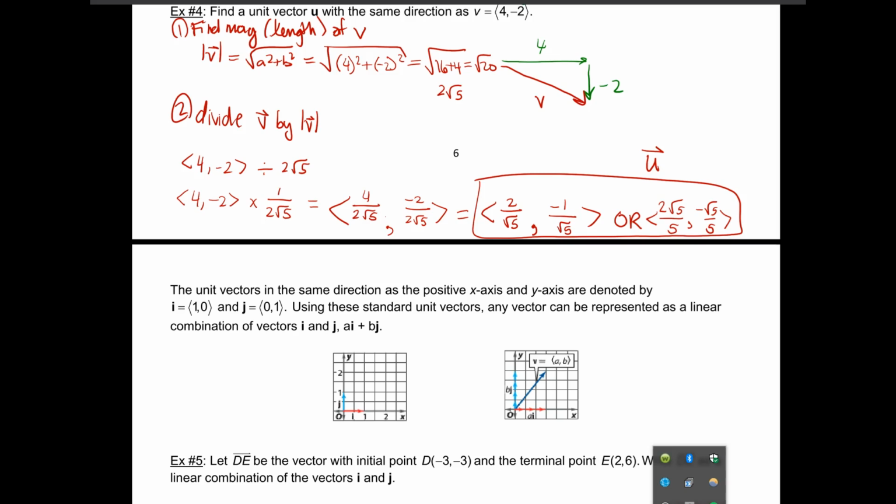The unit vectors in the same direction as the positive x-axis and y-axis are denoted by i and j. i goes with x, j goes with y. What do you think the next one is that goes with z? K, exactly. i hat, because it has a little hat. It's a unit vector. Using these standard unit vectors, any vector can be represented as a linear combination of vectors i and j, so you have ai plus bj.